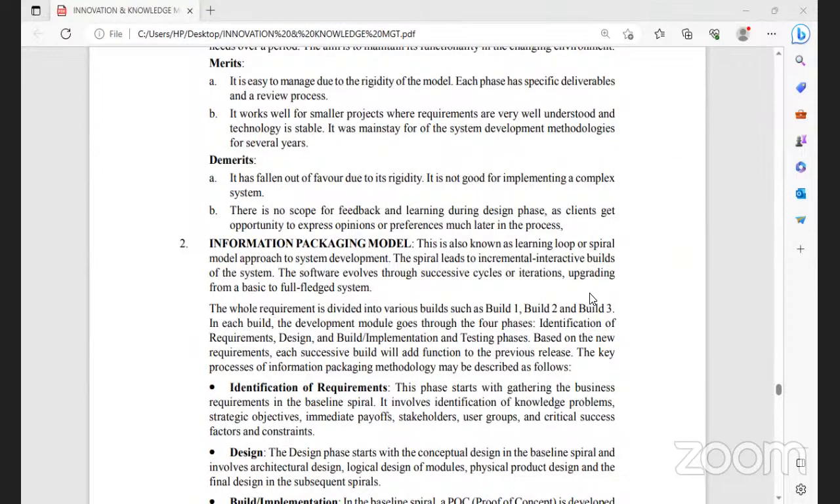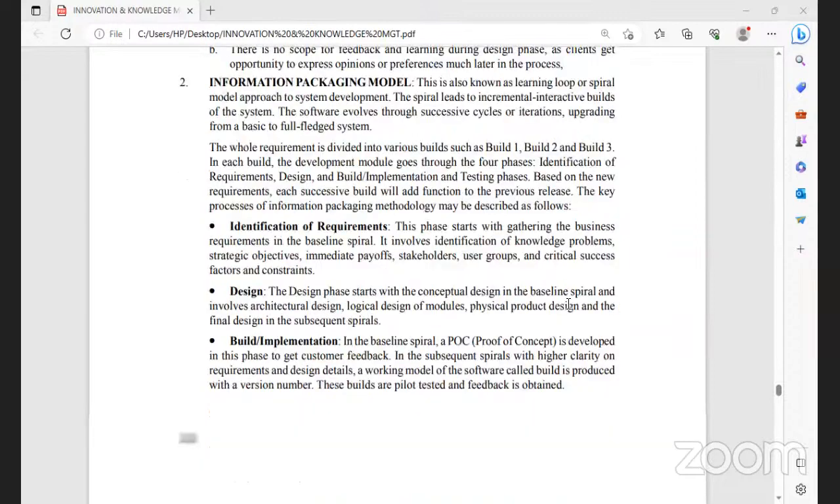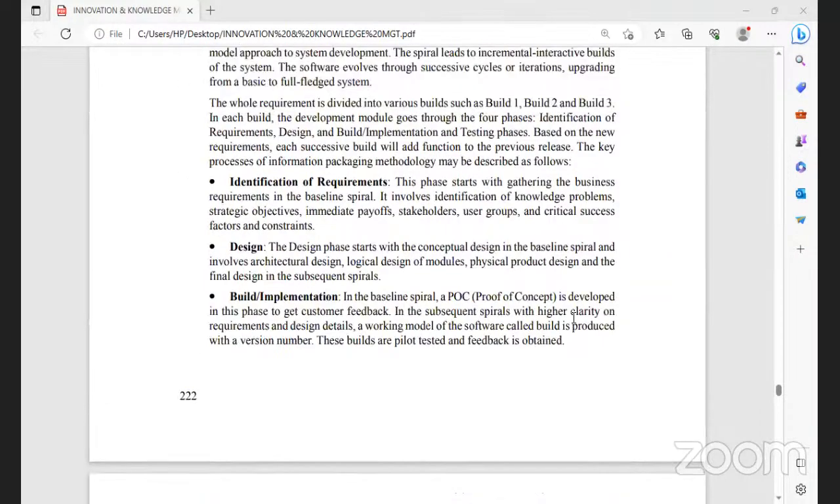the information packaging model. This is the next method after the waterfall method. This is also known as the learning loop or spiral model, which consists of incremental interactive builds of the particular system. The software evolves through successive cycles of iterations, upgrading, into a full-fledged system. The whole requirement is decided with a build 1, build 2, and build 3 mechanism. Next one is identification of requirements. This phase starts with gathering of a particular business requirement in a baseline environment.